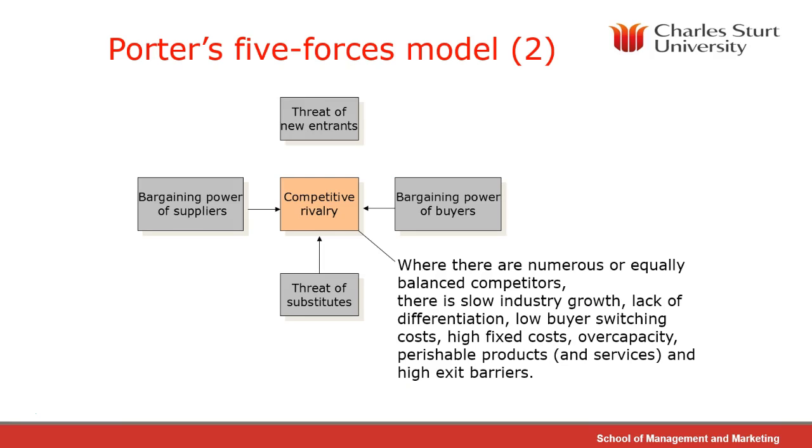In terms of competitive rivalry, Porter makes these very wise generalizations, and they tend to be true. With a slow industry growth that I mentioned, lack of differentiation, so we've got organisations doing pretty much the same thing, low buyer switching costs, so people can move very easily, high fixed costs, so there are a lot of investments that firms need to meet, overcapacity, so for example we have too many aircraft, too many hotel rooms, perishable products and services, and high exit barriers.